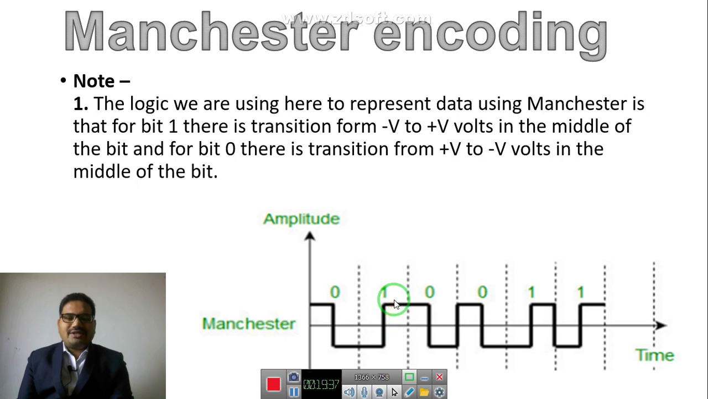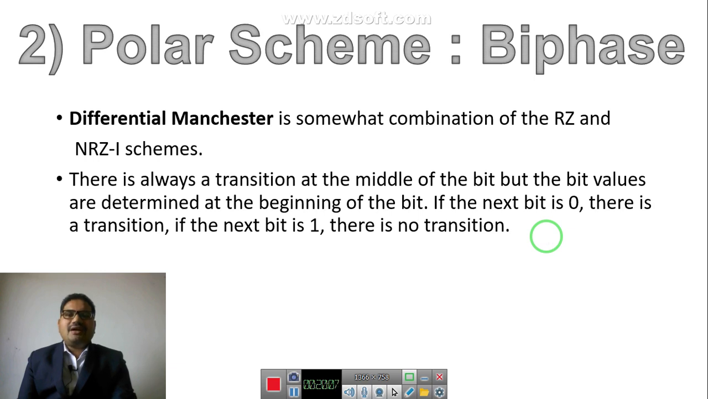So according to this, the next bit is what? 0, and 0 is represented by plus V to minus V. Again the next bit is 0, so 0 is represented by plus V to minus V, but now the next bit is a 1. So bit 1 is going to be represented by minus V to plus V. The last bit is also 1, so there is a transition from minus V volt to plus V volt. So I hope you understood this Manchester encoding.